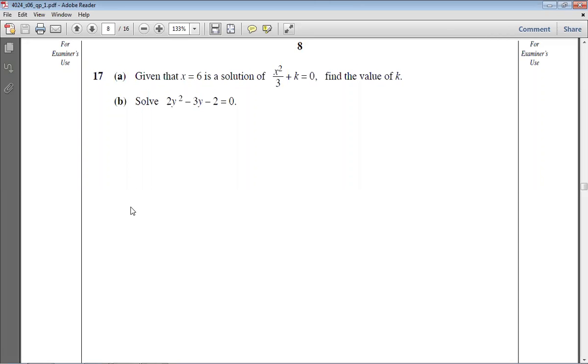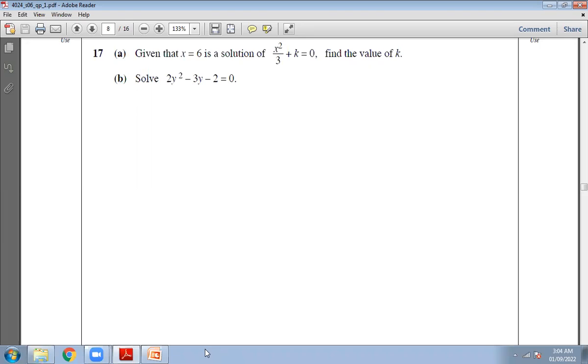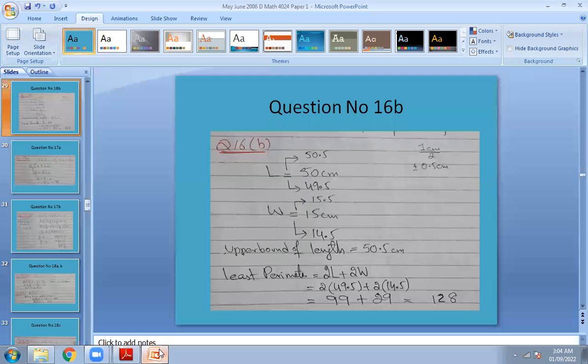And he says solve 2y squared minus 3y minus 2 equals 0. So it is a 1 mark and a 2 mark question. Okay. Let me show you my solution.